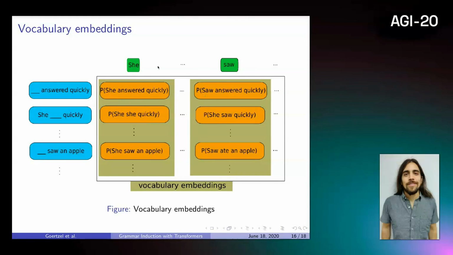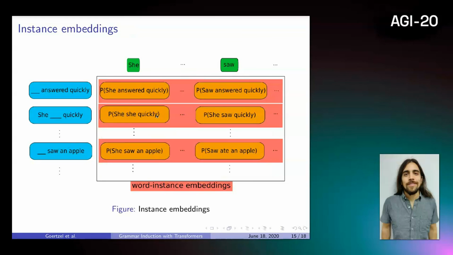So we can tell that she and saw will have a very different embedding, because each of these components of the embedding would be very different for these two. But for words that have a similar function, for example, he would have very similar probabilities as the word she in every fill-in-the-blank sentence. So then we can cluster them and obtain word categories.